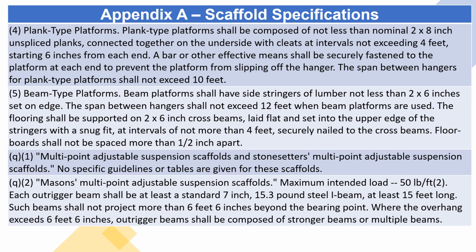Q1. Multi-point adjustable suspension scaffolds and stonesetters. Multi-point adjustable suspension scaffolds. No specific guidelines or tables are given for these scaffolds. Q2. Mason's multi-point adjustable suspension scaffolds. Maximum intended load 50 lb/ft. 2. Each outrigger beam shall be at least a standard 7-inch, 15.3 pound steel I-beam, at least 15 feet long. Such beams shall not project more than 6 feet 6 inches beyond the bearing point. Where the overhang exceeds 6 feet 6 inches, outrigger beams shall be composed of stronger beams or multiple beams.